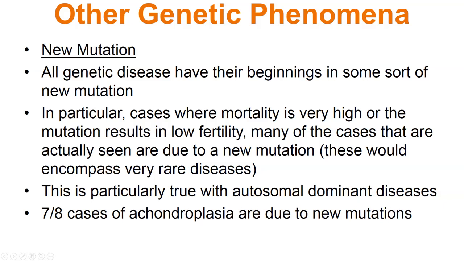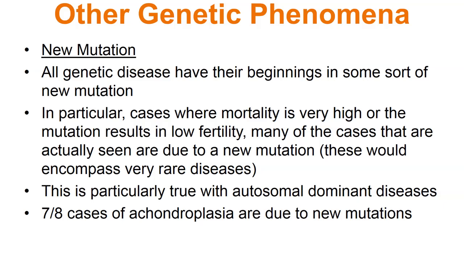And so sometimes that complicates things when you only have a partial pedigree to deal with. But if you have cases where the mortality of a disease is very high, or the mutation results in low or absent fertility, many of the cases, or perhaps all of the cases, have to be due to a new mutation, right? If the person who inherits something that's autosomal dominant can't survive to pass it on, well, it's always going to have to be a new mutation, right? If you look at type 2 osteogenesis imperfecta, that always had to be due to a new mutation because they're not going to survive to pass it on.